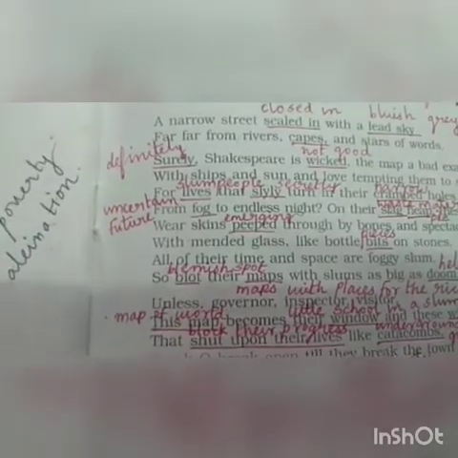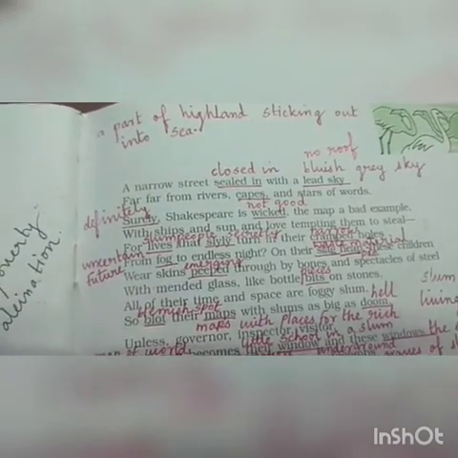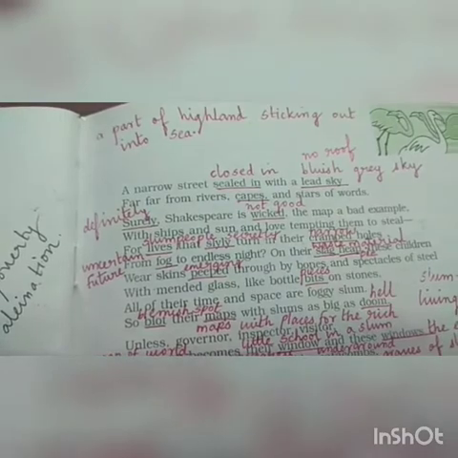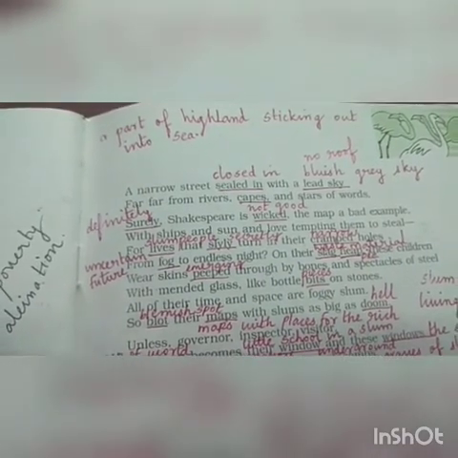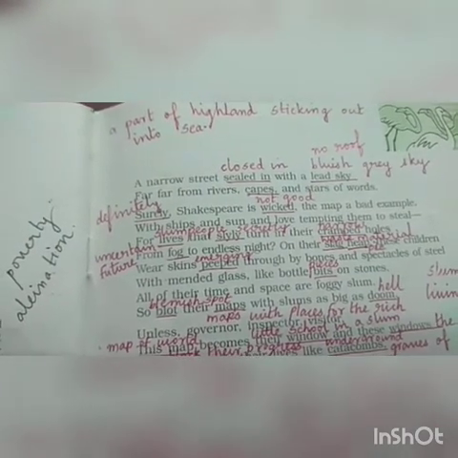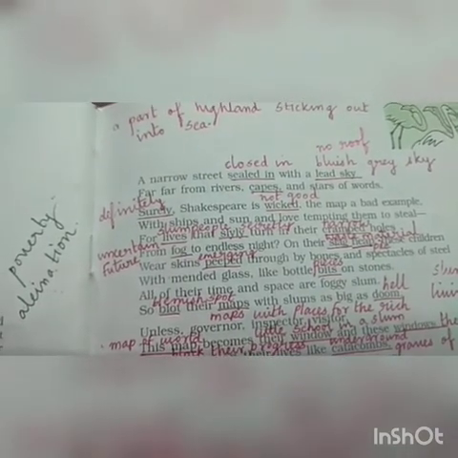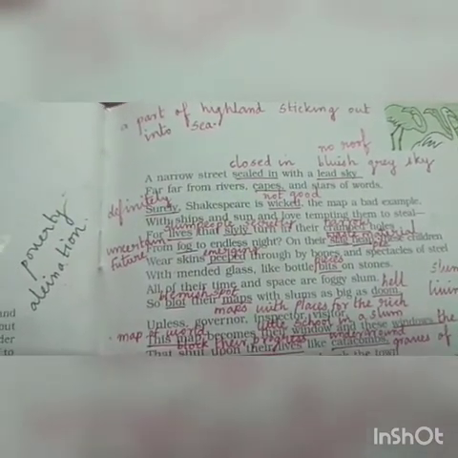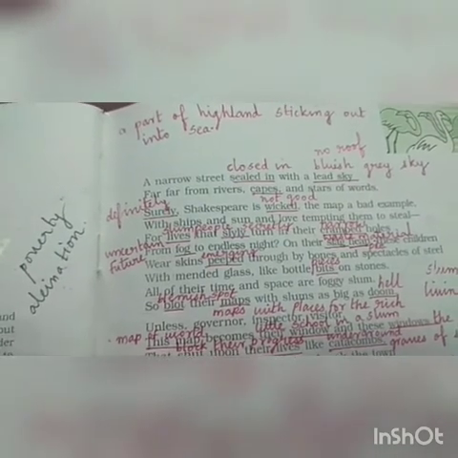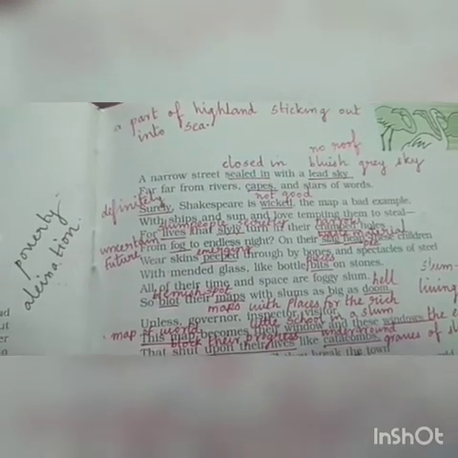A narrow street sealed in with a lead sky, far, far from rivers, caves and stars of words. So the poet further says that their world is closed in a narrow street, where the sky is bluish gray in color. Why is the sky bluish gray there? Because of the pollution. And their street is far, far from the rivers, from the caves and stars of the world. Okay, from all the beautiful things, their street is far away. What do you mean by caves? It's a part of highland sticking out into the sea.